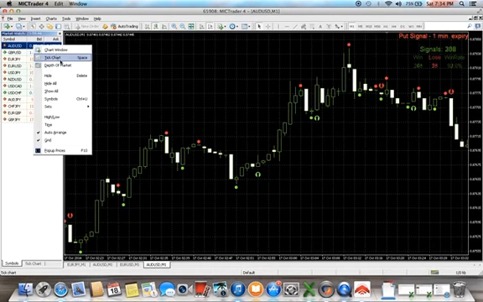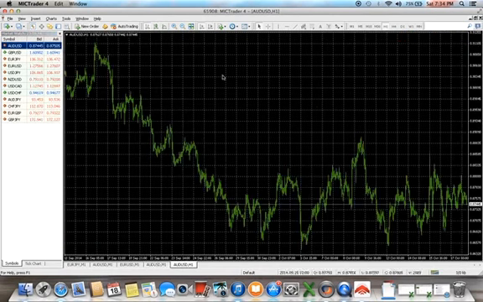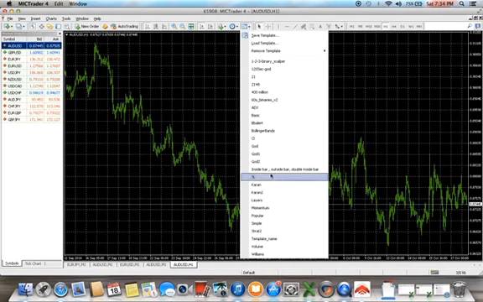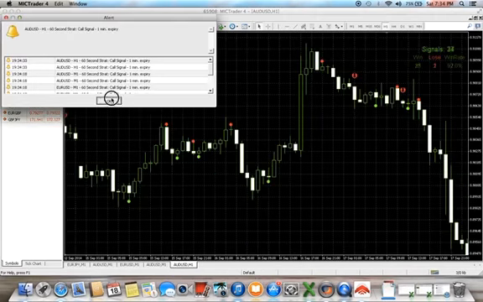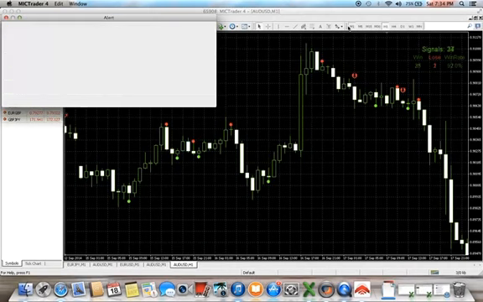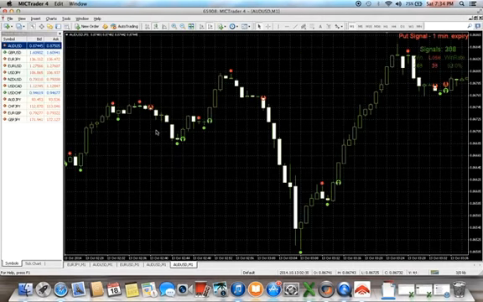Say we go to a new chart of Australian dollar. After installing all the indicators and templates, all you have to do is go to the templates, apply the template, and switch to a 1 minute time frame. After switching to 1 minute time frame, this is how your chart should look.